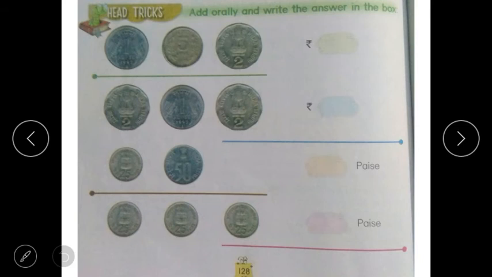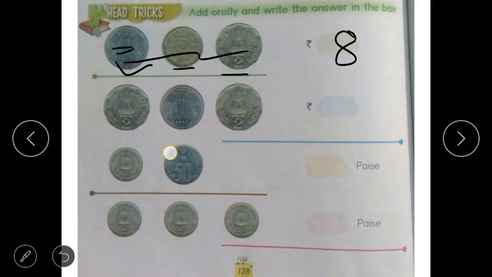Here is Head Tricks. Head Tricks means you have to use your head, add orally and write the answer. This is 1 rupee. Open your book and see, rupees is written there. So 1 rupee, this is 5 rupees, and this is 2 rupees. Then how many rupees are there? 1 plus 5 is 6, 6 plus 2 is 8 rupees. Count the next: 2 plus 1 is 3, plus 2 is 5 rupees.